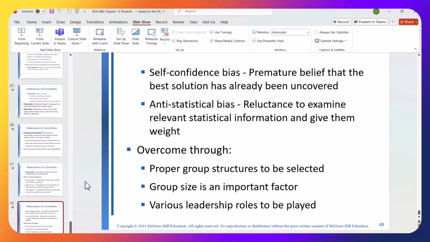Self-confidence bias, premature belief that the best solution has already been uncovered. It's like, well, why are we still going on with something when we've already figured this out? Versus, well, let's keep going to see if we can find ways to fine tune this.